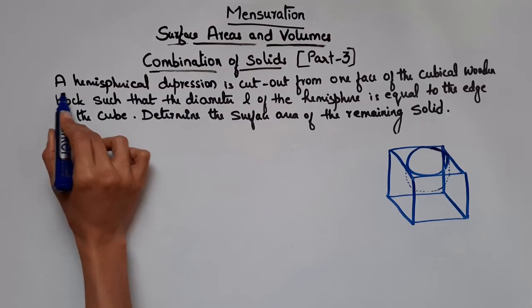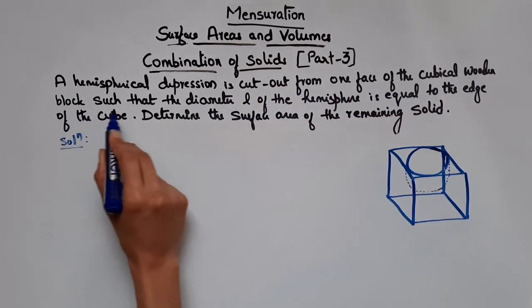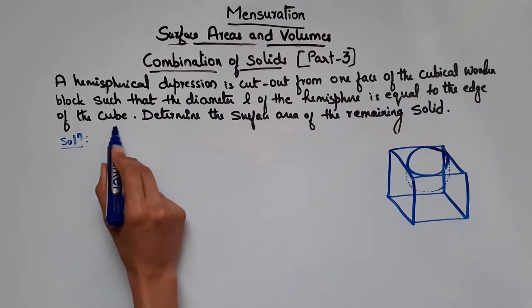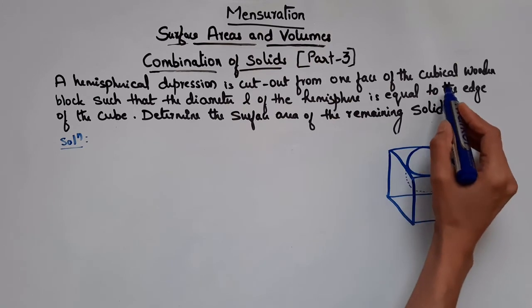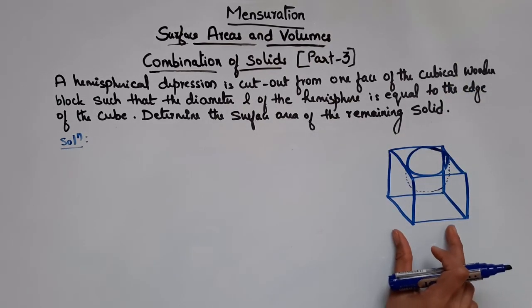Here it says a hemispherical depression is cut out from one face of the cubical wooden block such that the diameter L of the hemisphere is equal to the edge of the cube. Determine the surface area of the remaining solid. So here they are saying it's a cubical wooden block, which means it's a cube. So we have a cube here.